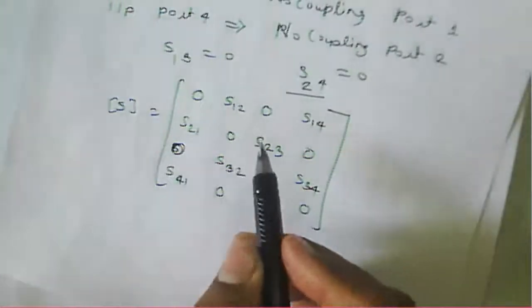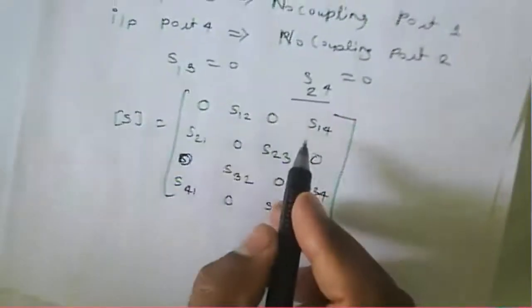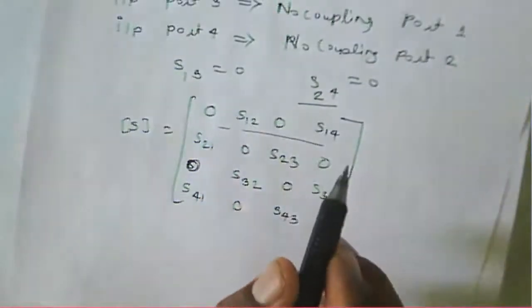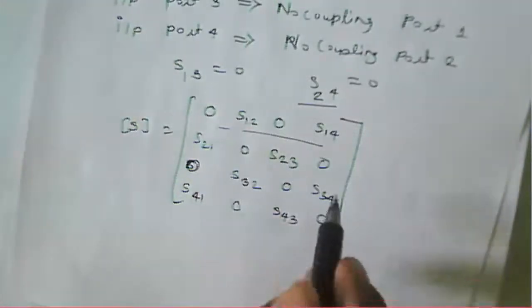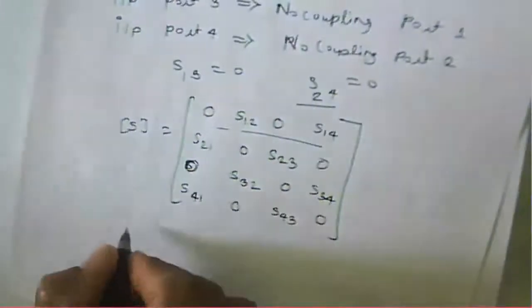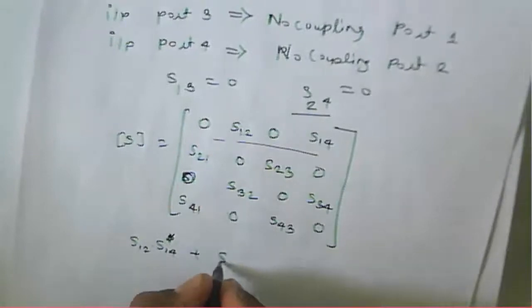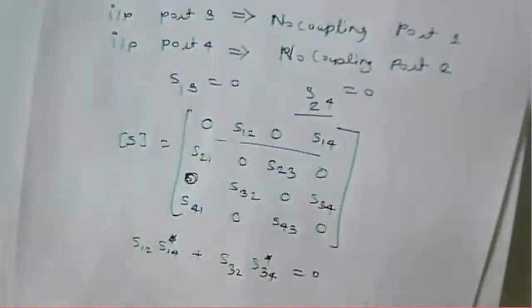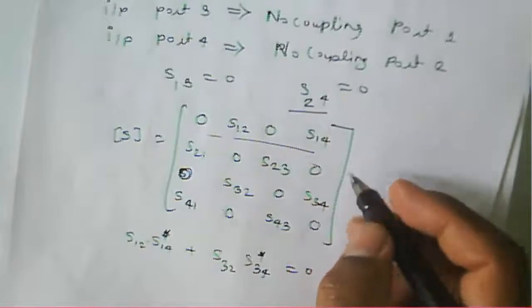So now how to solve it? You consider any one of the rows and apply the zero property. Suppose I consider this row. Applying the zero property means you multiply this row by the column. So how does it become? It becomes S12, S14 complex conjugate, and S32, S34 complex conjugate. It becomes zero. I considered only a single row, the first row and the first column, so this becomes zero.